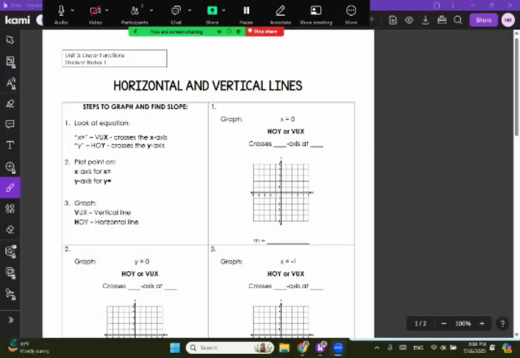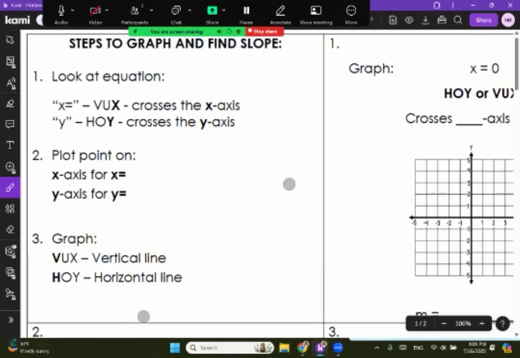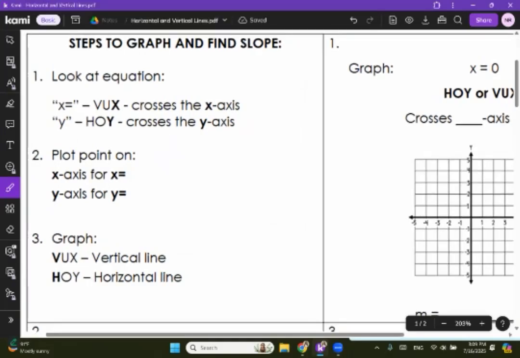All right, so this page of notes is going to be page 31. Steps to graph and find the slope of a horizontal and vertical line.